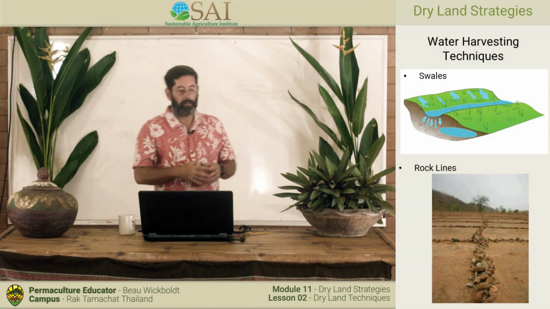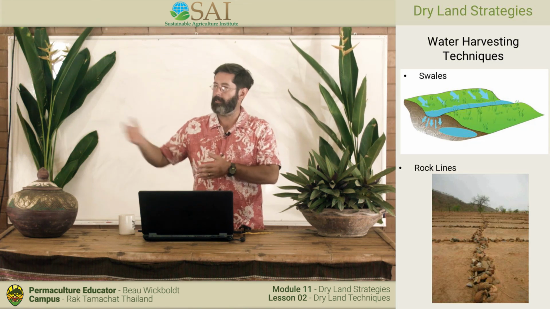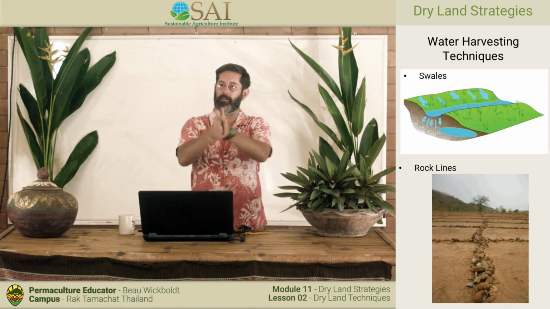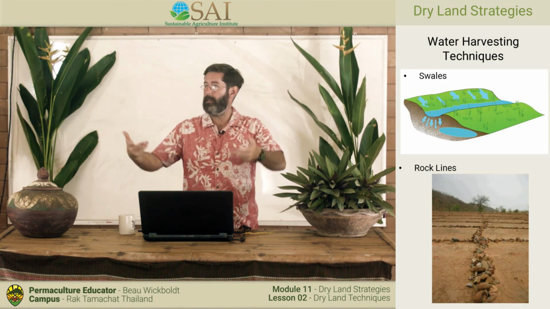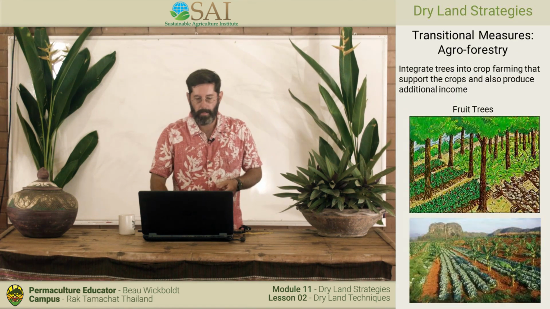So here are our swales, very simple techniques, rock lines. You go out, pick up the rocks, and put them in a line in a grid, so when the water flows, it hits the rocks and slows down, and it drops the sediments and silts. Over time, that will build the soils up in that area by stopping overland water flow.